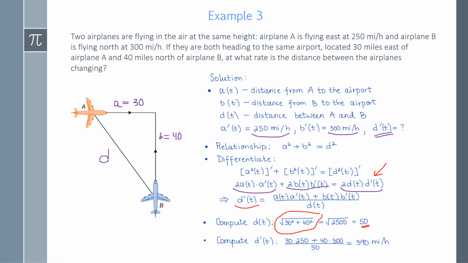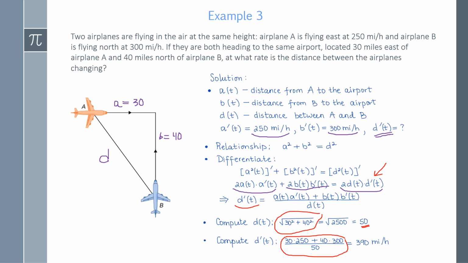And now we just plug everything into our formula. So we plug it in over here: 30 times 250 plus 40 times 300. Divide that by 500 and we get 390 miles per hour.